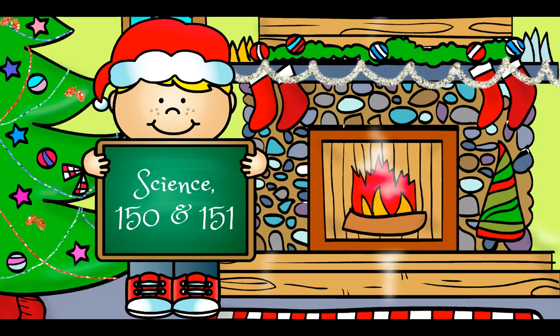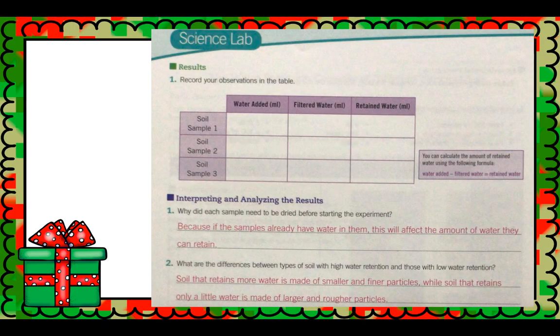We are working on pages 150 and 151. Record your observations in the table and interpreting and analyzing the results. Why did each sample need to be dried before starting the experiment? Because if the samples already have water in them, this will affect the amount of water they can retain.